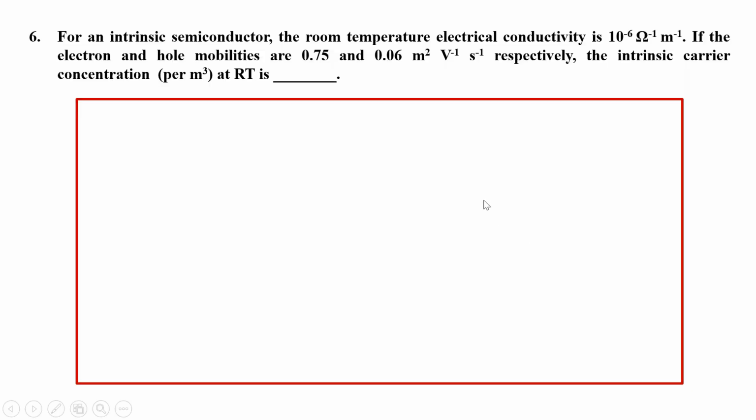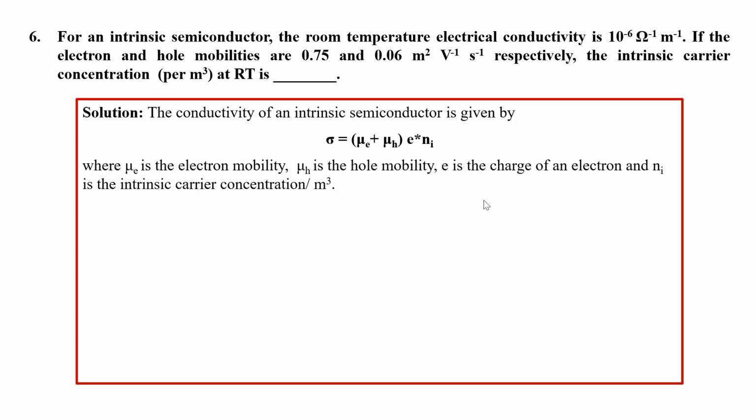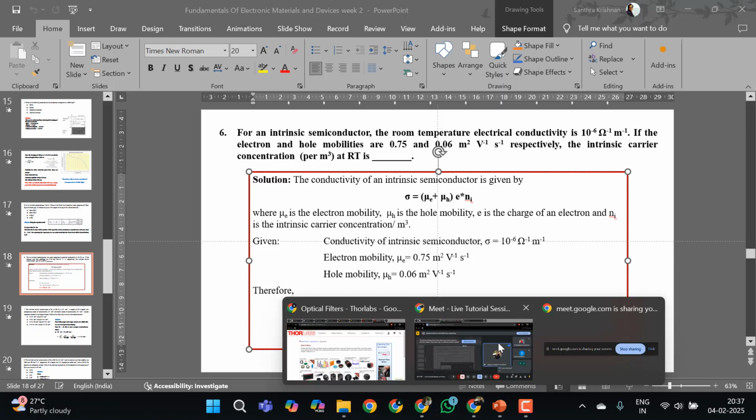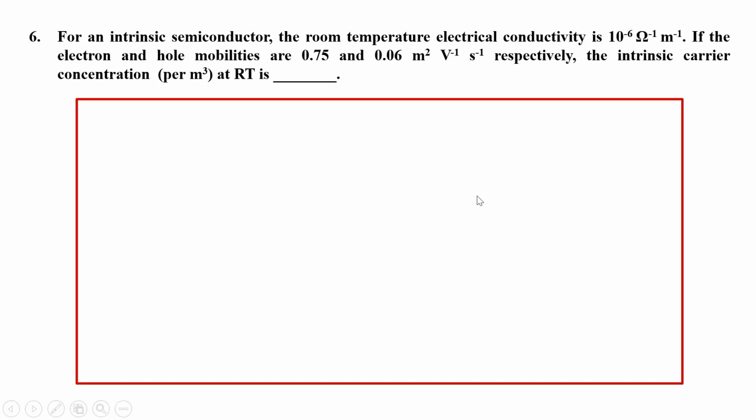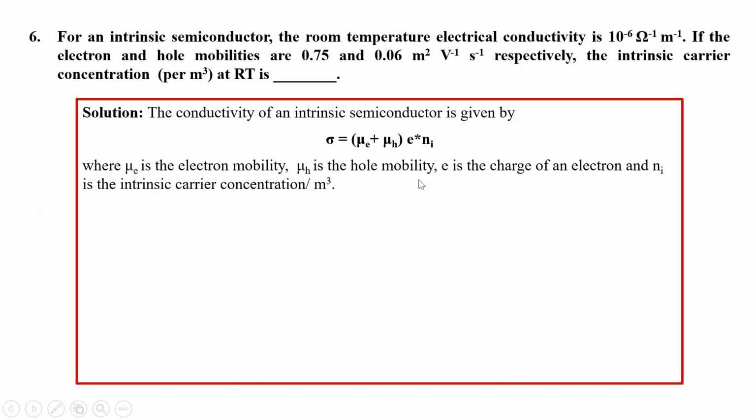So basically, it is given that conductivity is given, and electron and hole mobilities are given. Somebody just posted something, 7.71% has answered. So let us see. This is the equation that you have to use. Conductivity of an intrinsic semiconductor is given by sigma, which is the conductivity, equals (mu E plus mu H) times e times Ni. Everything else is given to you. You simply have to find out Ni.